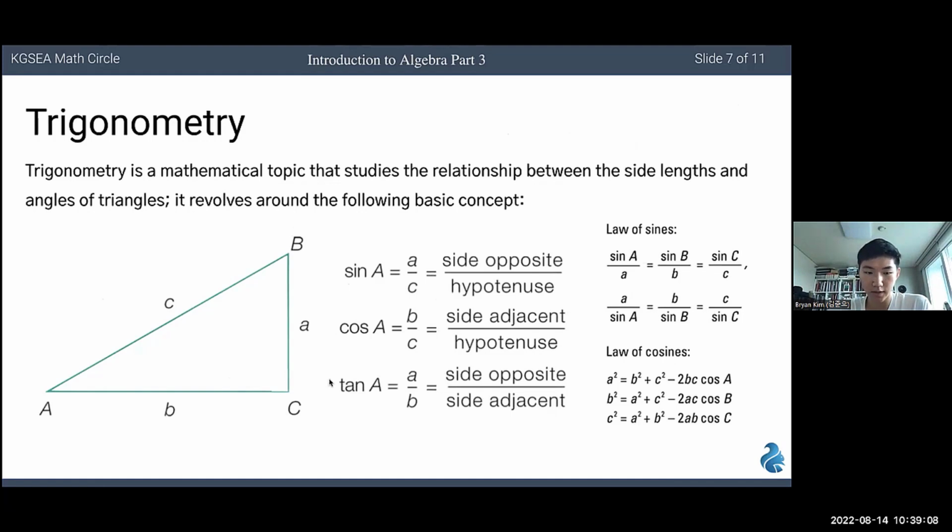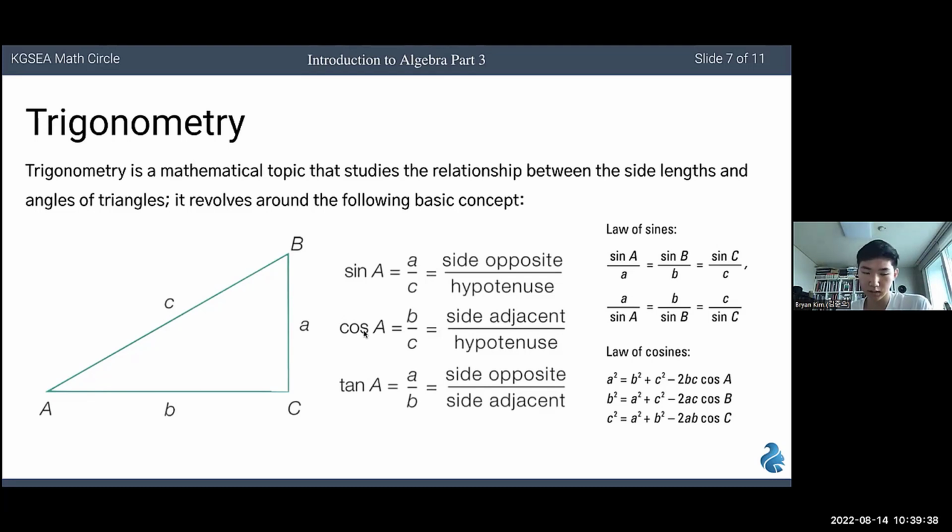So given this right triangle with lengths A, B, and C, we can basically find the value of sine A, which is A over C, or the side opposite length over the length of the hypotenuse. Cosine A equals B over C, or the side adjacent over the length of the hypotenuse, and tangent A equals A over B, or also the side opposite over the side adjacent.